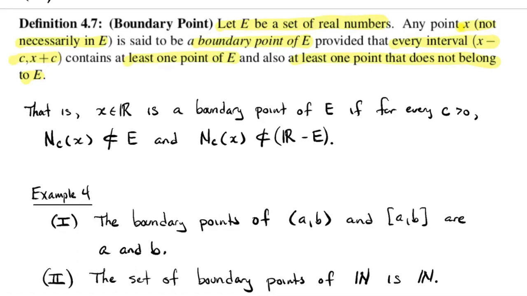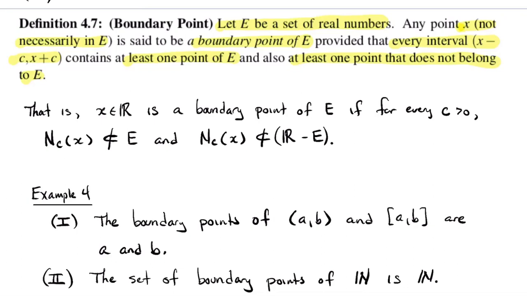All right. So you're a boundary point if every neighborhood of you contains a point in E and a point that's not in E. So you're kind of on the edge. You're near points in E and you're near points that aren't in E, because it's for every interval. The idea is that you can pick epsilon to be small.